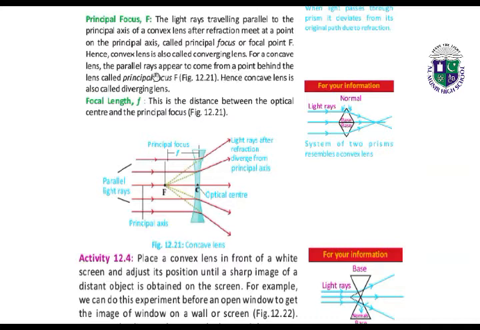So in case of concave lens, here we have the concave lens. The parallel rays appear to come from a point behind the lens. So here it will make the principal focus. It seems like it comes from behind the lens. It is called the principal focus. Focal length, this is the distance between the optical center and the principal focus.